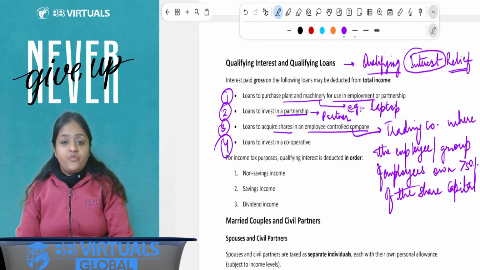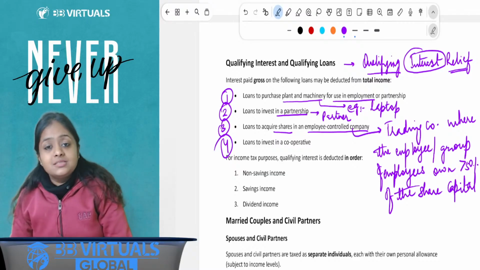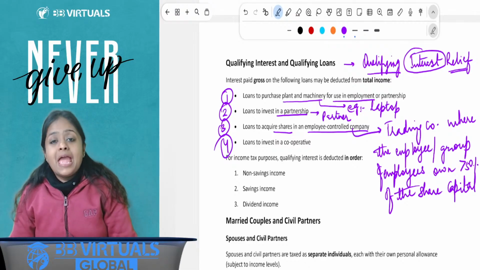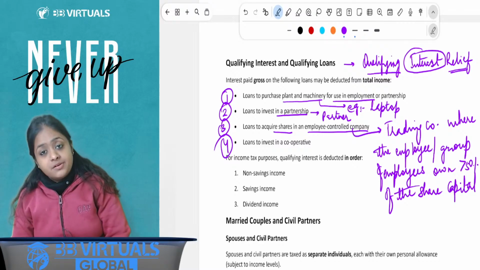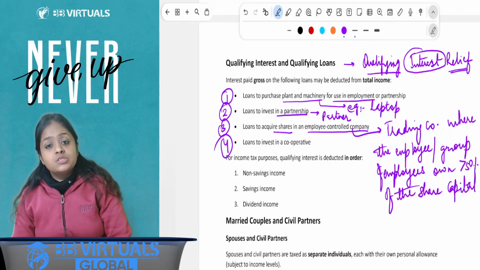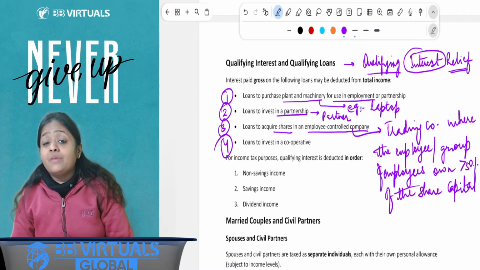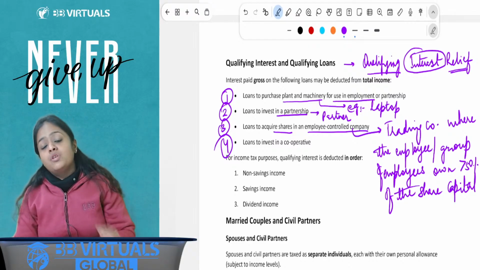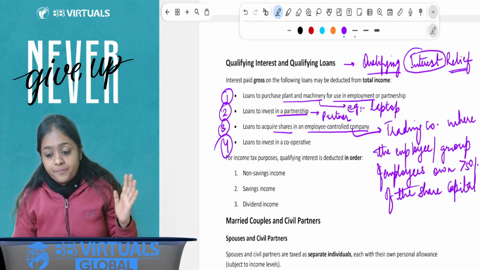Only these are qualifying purposes. So once these purposes are approved, then we say it's a qualifying loan. Any interest amount that you pay on it will be allowed as a relief. So that will be reduced from the total income. Remember, you will never reduce the principal amount. You will always reduce the interest amount from the total income.